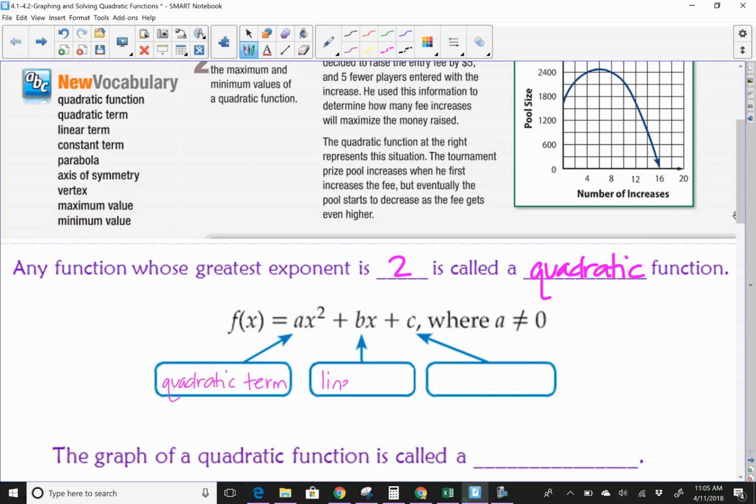Bx is your linear term. And c is the constant term. Constant, of course, because there's no variable, and therefore it doesn't change.